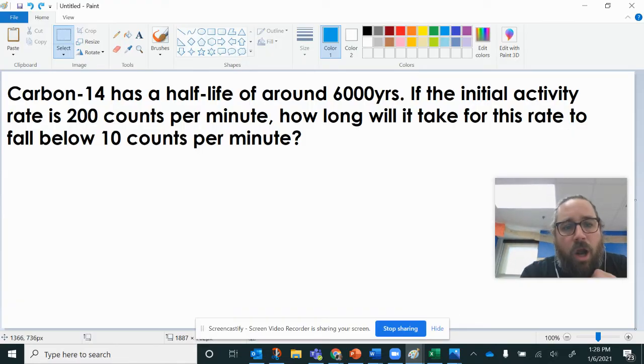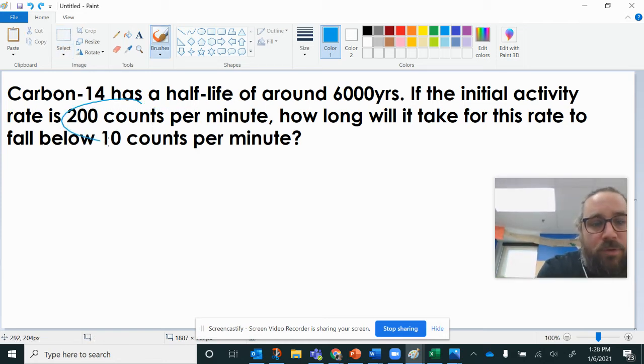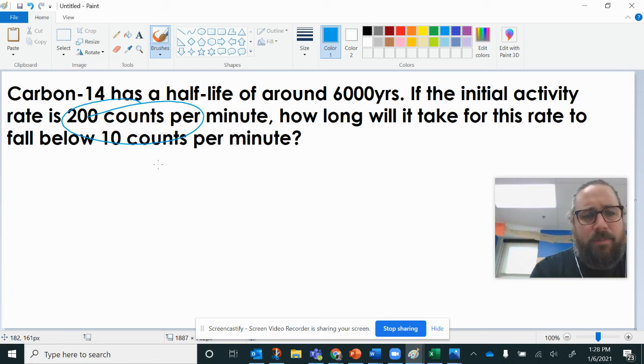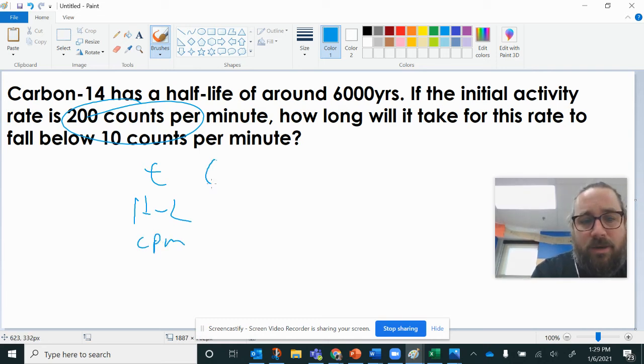Let's do this one. Carbon-14 has a half-life around 6,000 years. It's 5,700. Okay, the initial rate. This time what I'm doing is radioactivity. I'm doing initial activity. I'm not doing percentage or grams. So again, what do I do? I set it up, time, half-lives, and in this case, it's counts per minute. Cool. 0 time has happened, 0 half-lives.